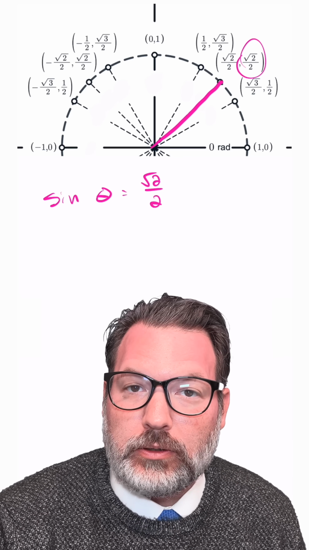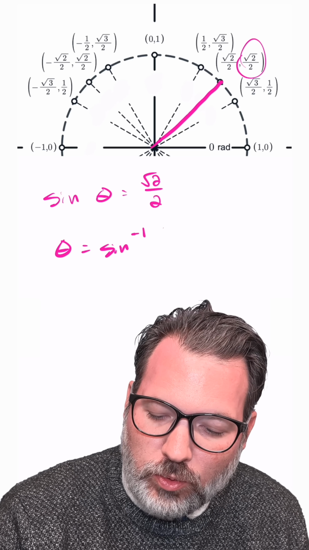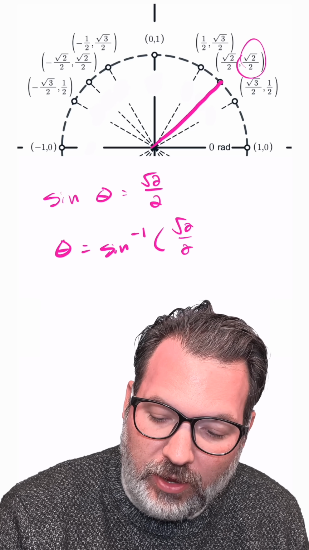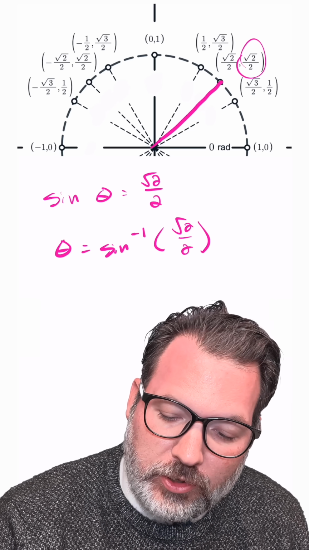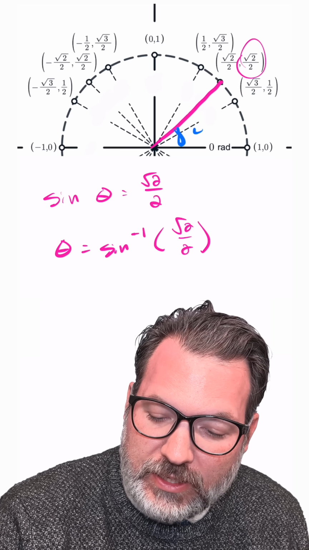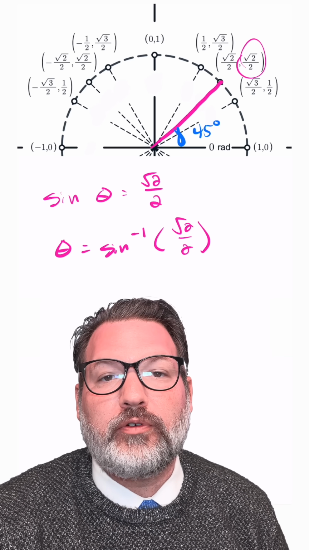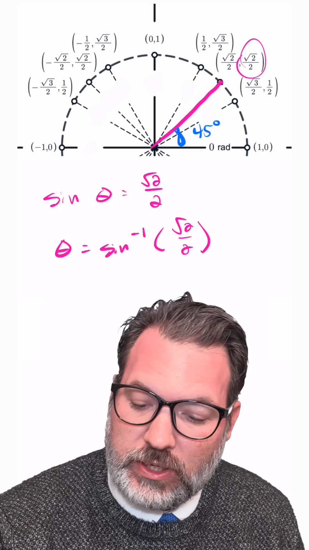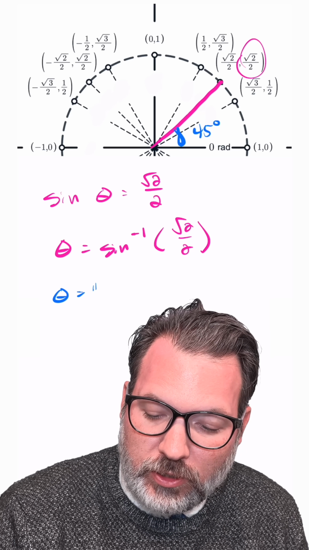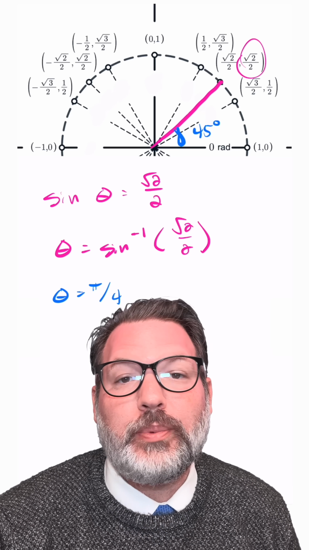What is the angle? We could write this that theta is equal to the inverse sine of root 2 over 2. Now, you might be able to tell in this case I chose a nice angle that works out to pi over 4 radians or 45 degrees, and so that's what our calculator would return to us. Theta here is equal to pi over 4.